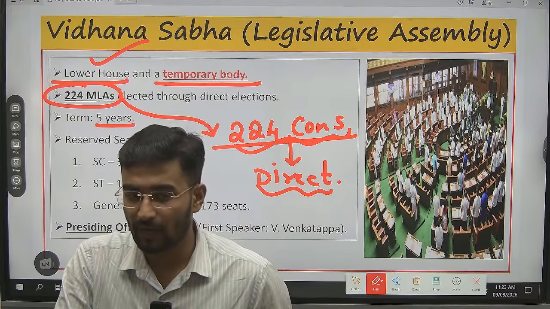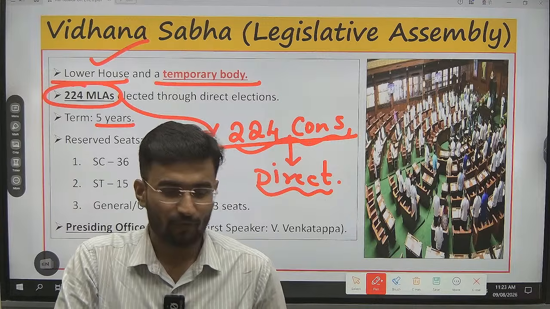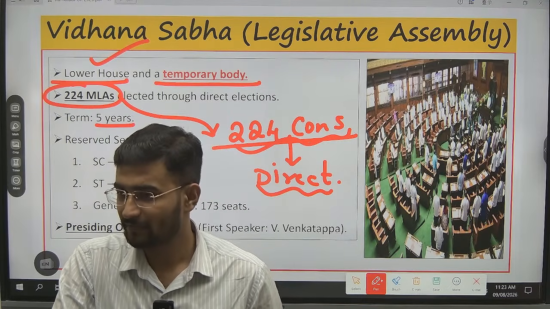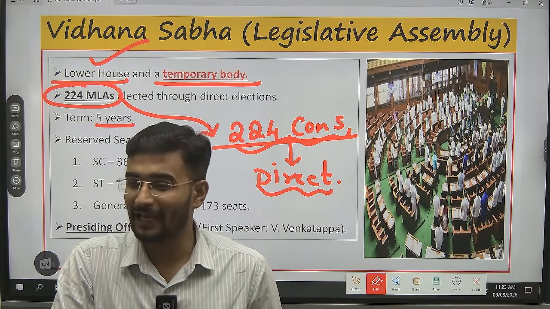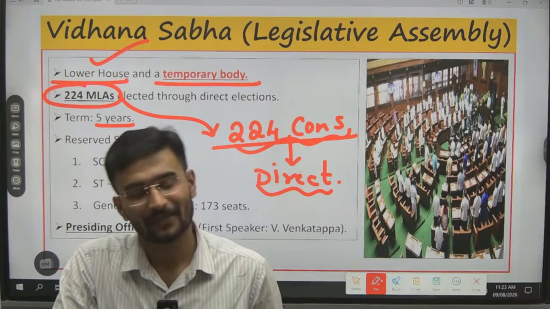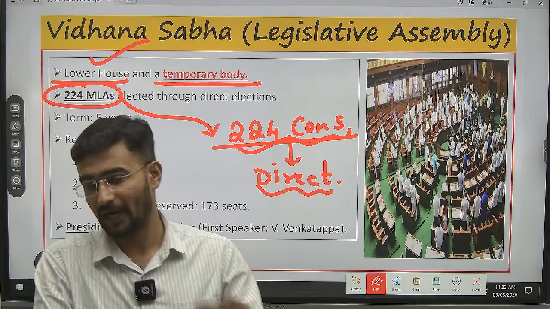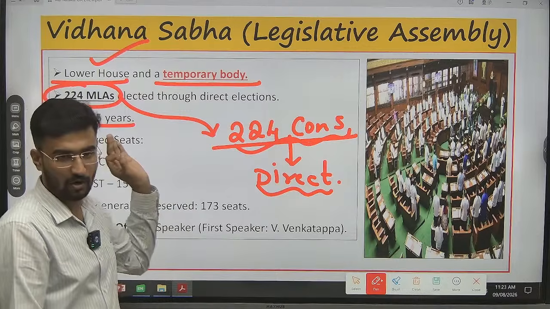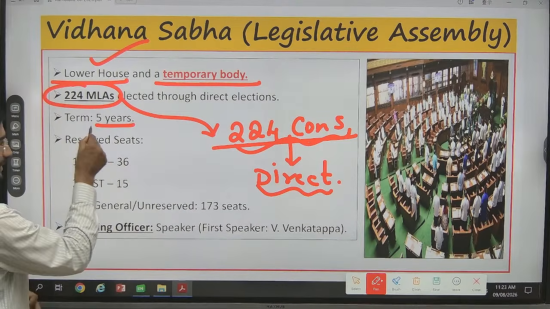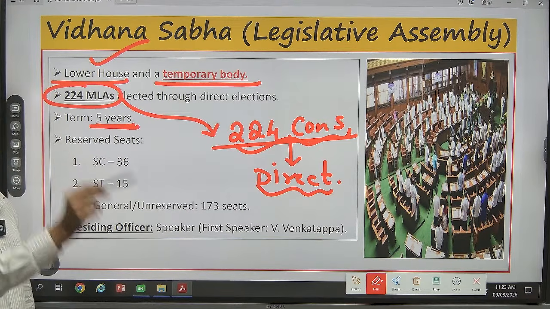Can we remove any MLA for doing anti-party activities? Is it going against the nation? Yes, we can also remove them under the anti-defection rule. Under the 10th Schedule of our Indian Constitution, we can remove them also. The term is 5 years, but they can be removed.